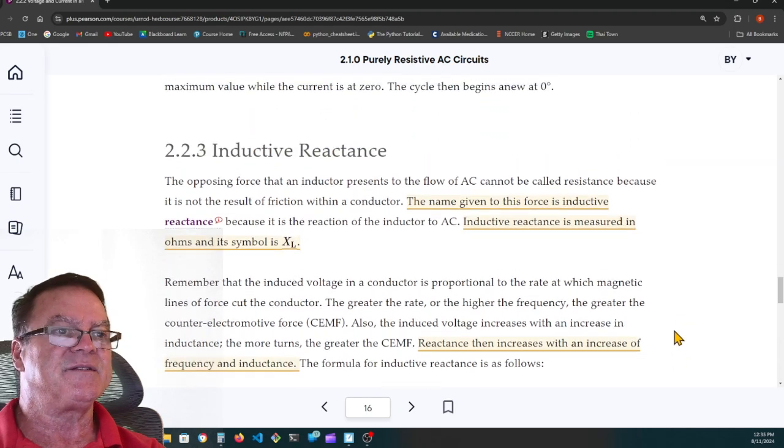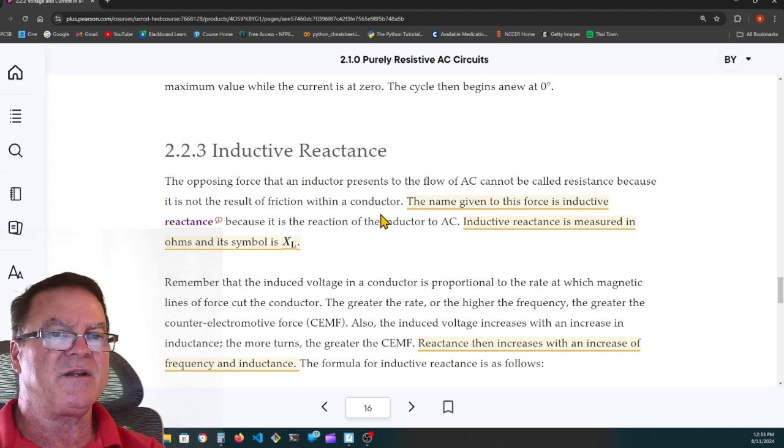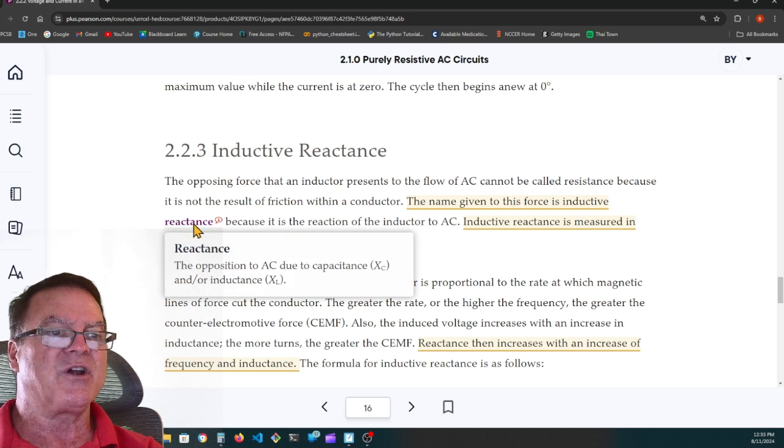Inductive reactance. The opposing force that an inductor presents to the flow of AC cannot be called resistance because it's not the result of friction within a conductor. So it is not resistance, it is reactance. The name given to this force is inductive reactance. Reactance is an opposition to current flow.